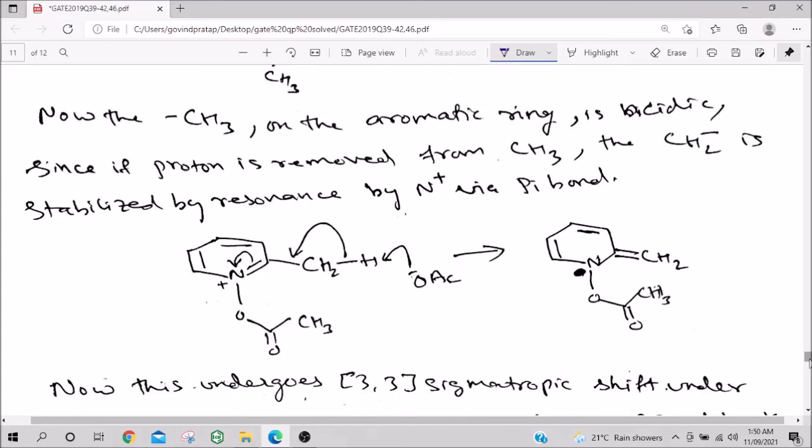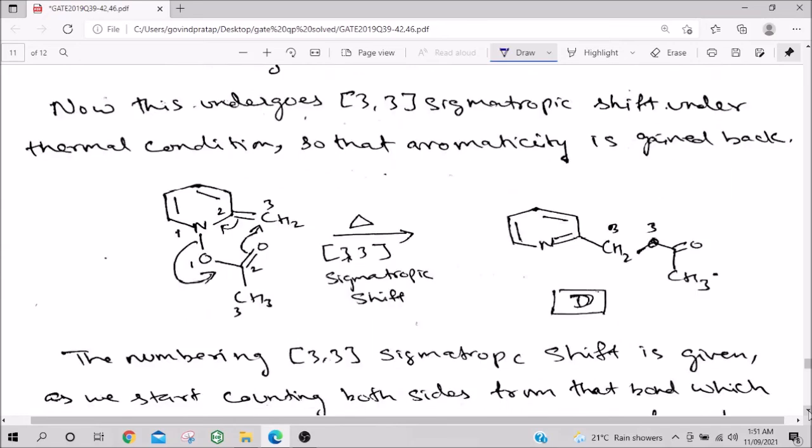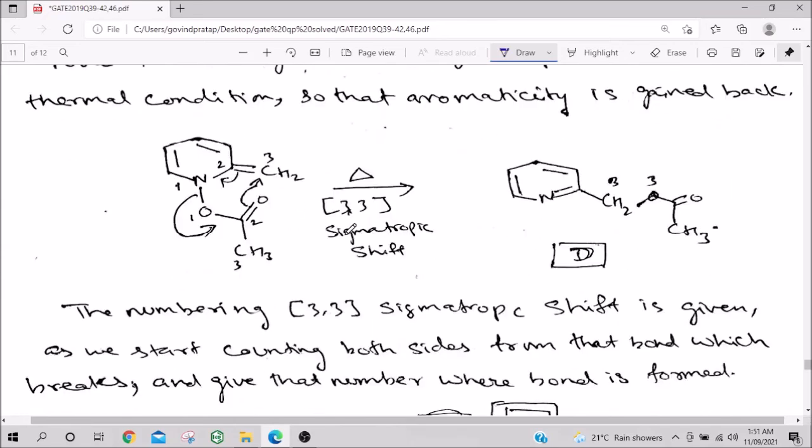And then what happens is this CH3, this proton is a bit acidic because the conjugate base negative charge on carbon will be stabilized by resonance because of this N plus, and therefore even a weak base like acetate ion takes away this proton, this comes down here and you get this product. And then this undergoes, see again, they would have liked to get back the aromaticity, but here what happens, immediately it undergoes a 3,3 sigmatropic shift. So 3 plus 3, 6 electrons.